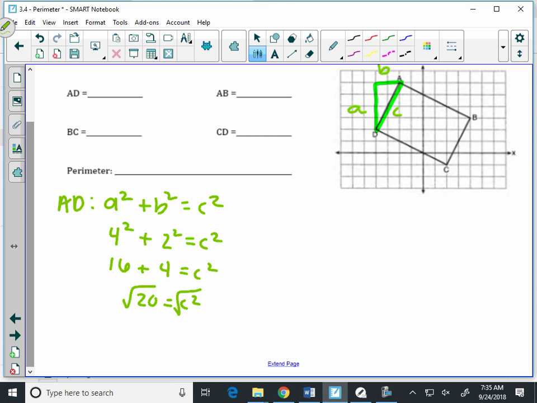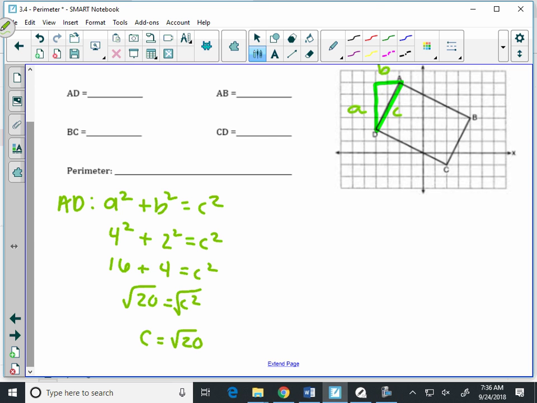So just leave it. Leave it as radical 20. I know in algebra 1 you maybe simplified that. I don't care. We don't have to do that this year. Do not round. You're going to get the wrong answer if you do, because it's going to adjust the rounding of the actual answer. You want the most precise answer as possible.